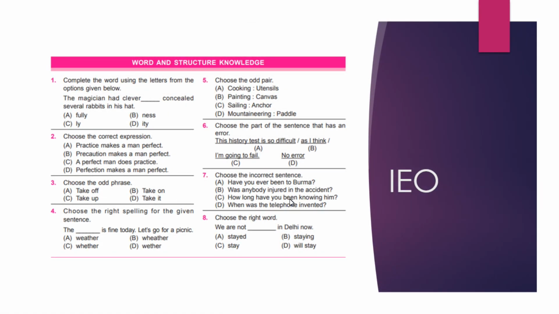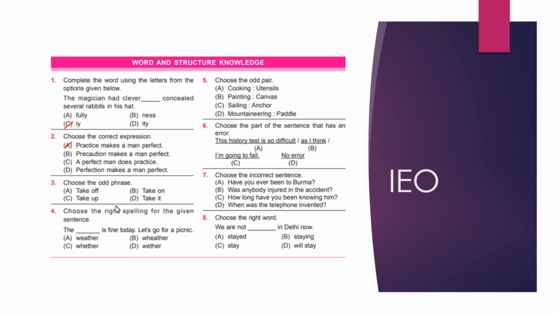The magician had cleverly concealed several rabbits in his hat. It is not cleverfully. Cleverness, it's there, but it won't suit this sentence. Cleverly will suit. Cleverity is not there. So answer is C. Correct. Practice makes a man perfect. I have heard this thing. Second question done. Third one.